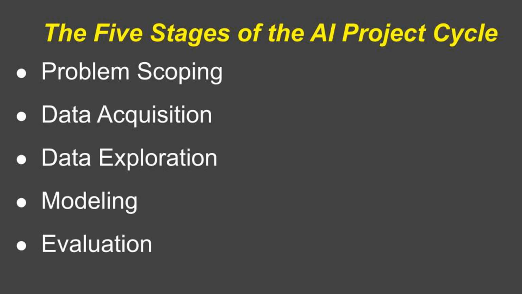The AI project cycle consists of five main stages: problem scoping, understanding what problem we're trying to solve; data acquisition, collecting relevant data to address that problem; data exploration, studying and cleaning the data to find patterns; modeling, building AI models that can make predictions or decisions; evaluation, testing how well the model performs; and refining it. It's an iterative process, meaning we often go back and refine earlier steps to improve the final result.